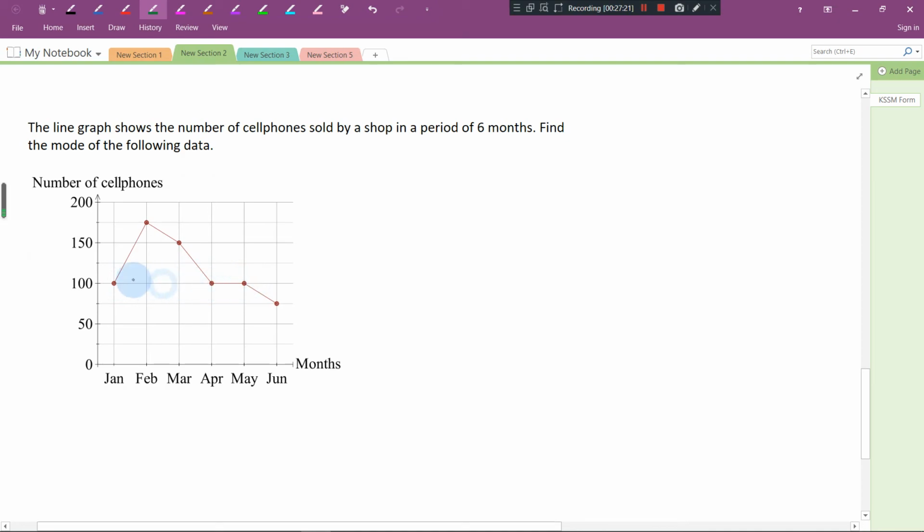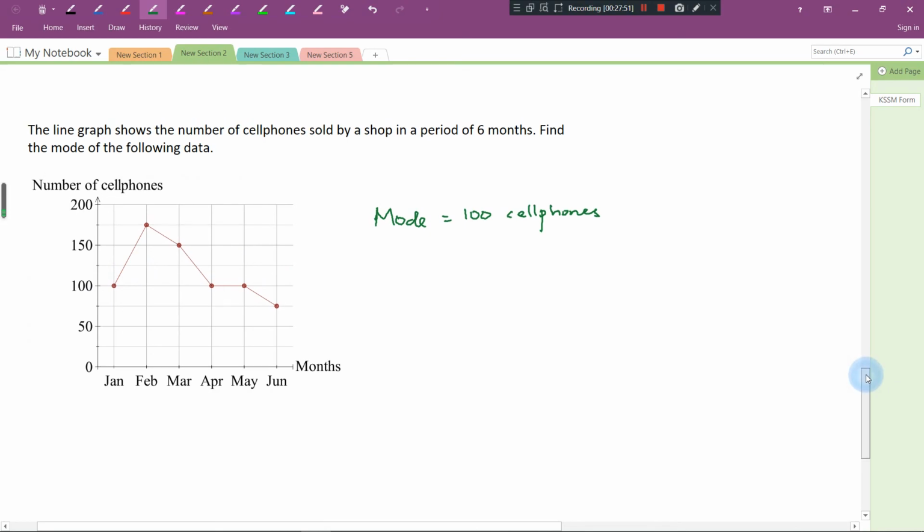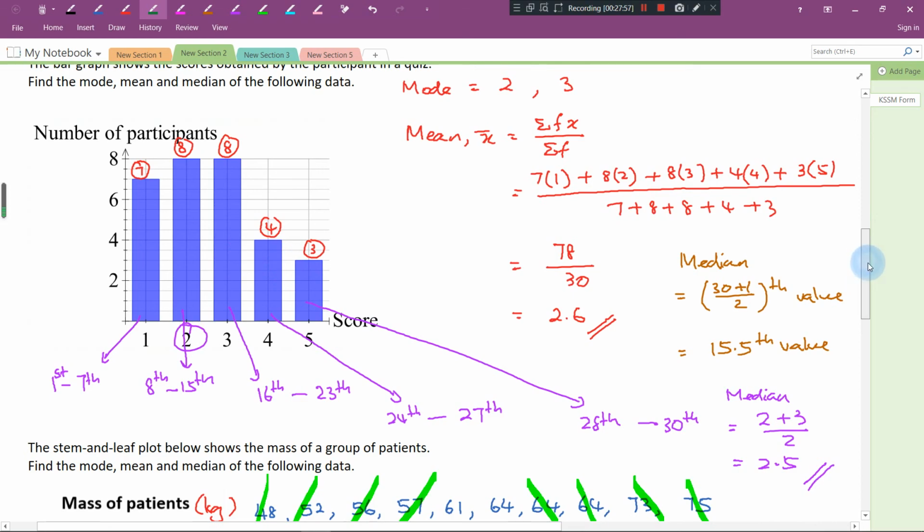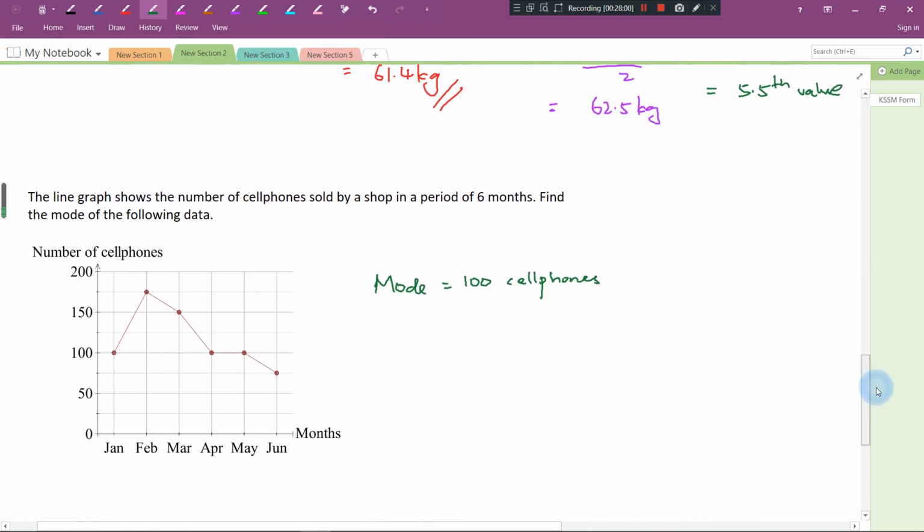You look at this line graph. The frequency for 100 is 3 times. You heard it 3 times, right? So the mode for this data is actually 100 cell phones. Okay, my spelling correct or not? Okay, correct. So 100 cell phones, be careful. So the frequency is 3. So don't confuse or mess up with this bar chart. Always remember, the mode is the data which has the highest frequency.